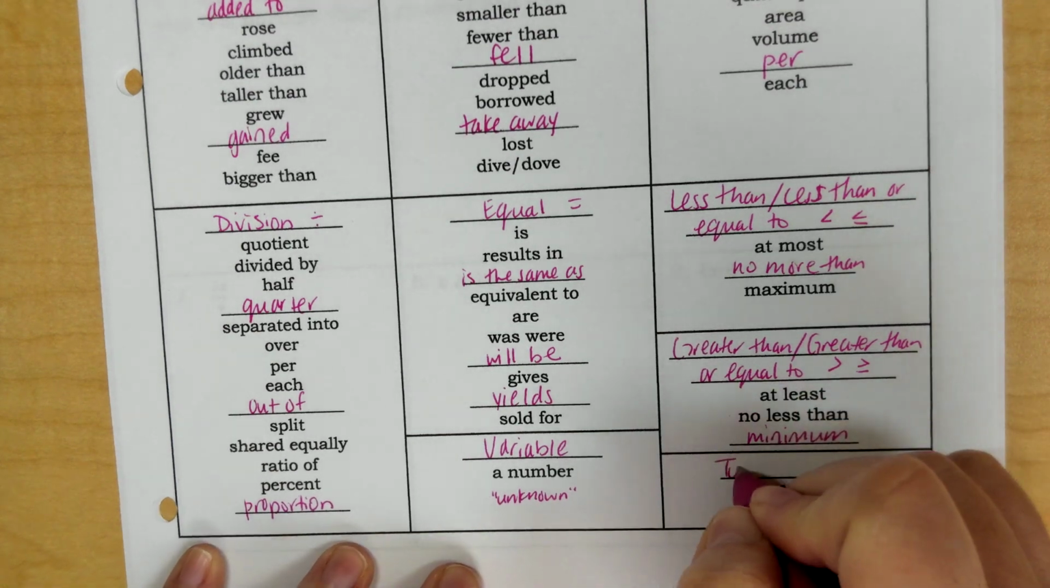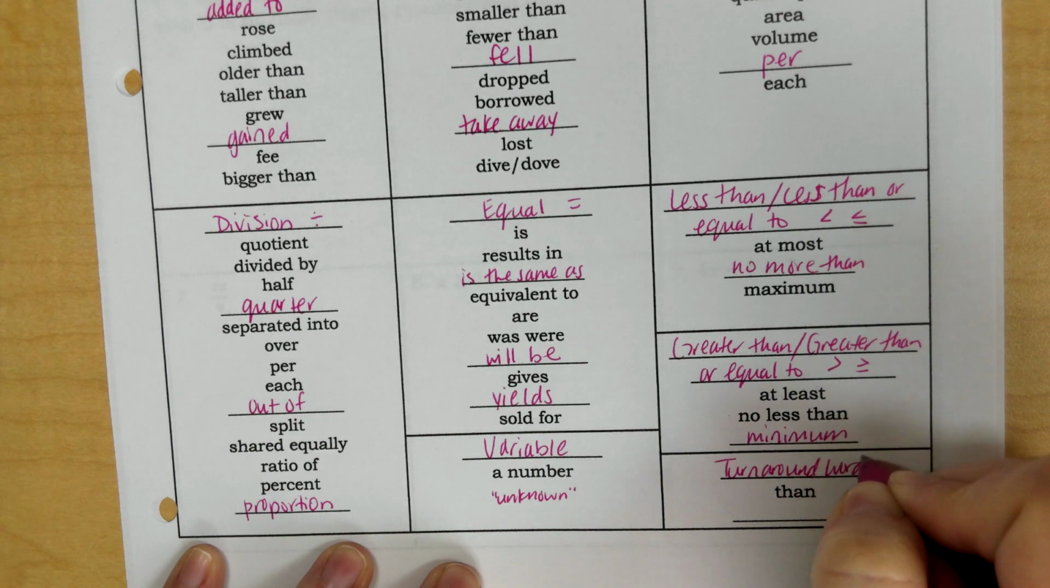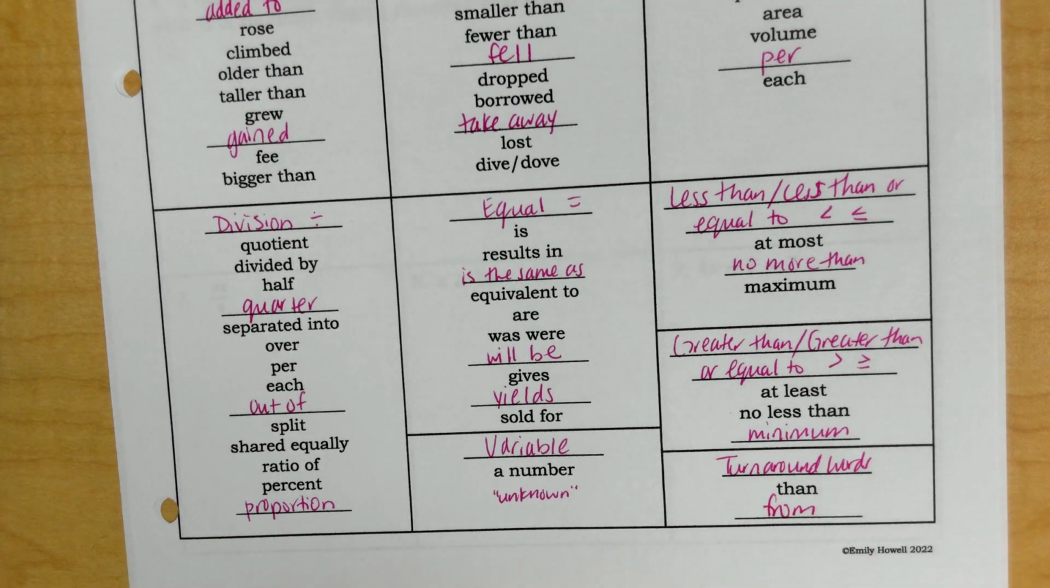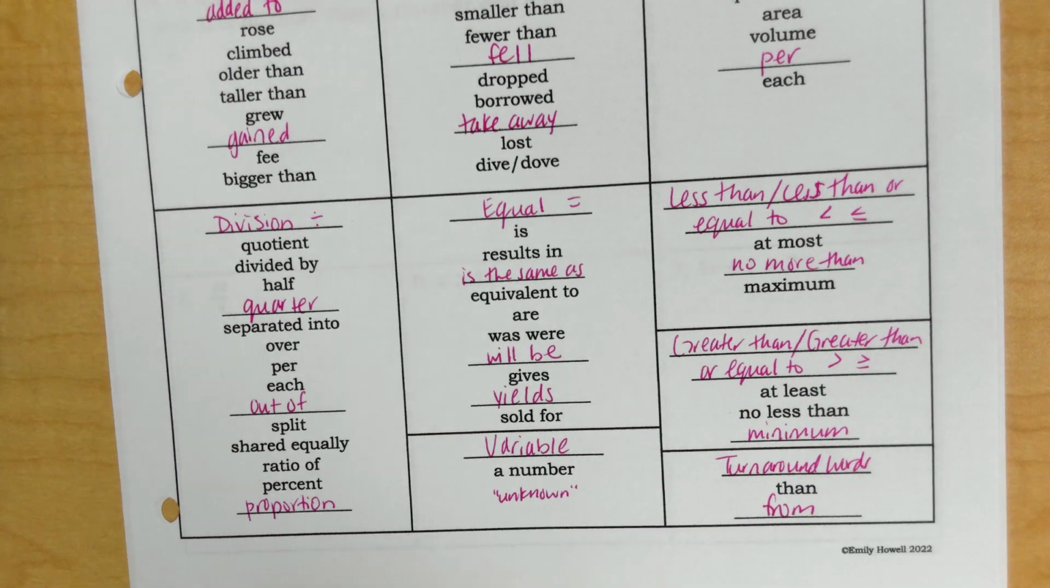And then also we have something that we call turnaround words. Than and from are your two turnaround words. And what happens with than and from is that most of the time when we read something, we translate it left to right, exactly how it's read. But occasionally we have to flip the order of something. And that's when we have these words like than and from. Those words mean that we're going to switch the order of those things. And so this will make a little bit more sense as we do some practice problems in the next video.